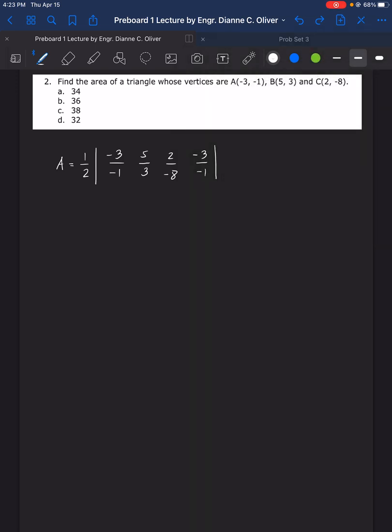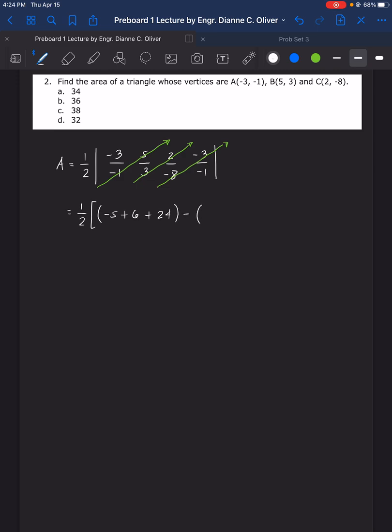So here we have 1/2 times, we go first the upward movement, the upward arrow: -1 multiplied by 5, 3 multiplied by 2, -3 multiplied by -8. -1 times 5 is -5. 3 times 2 is positive 6. -8 times -3 is positive 24.